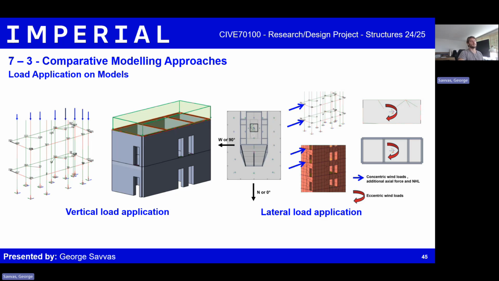Loading was critical to get meaningful results. For the stick model, vertical loads were applied as point loads, while in the FE shell model, they were spread as area loads on the diaphragm plate. Lateral actions came from wind, notional loads, and extra axial forces from inclined columns. To capture twisting under wind in the east-west direction, equivalent point moments were added to both models.